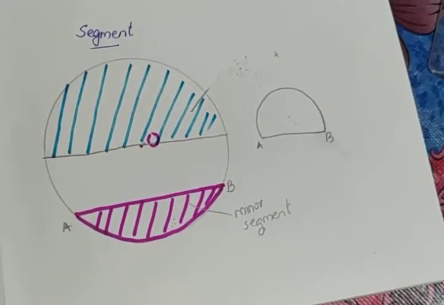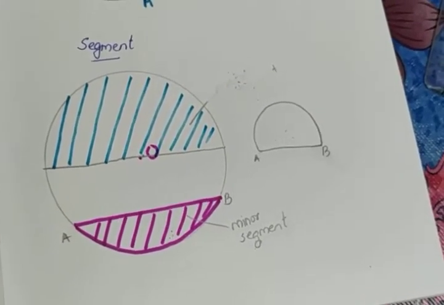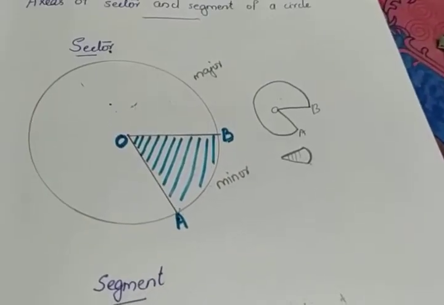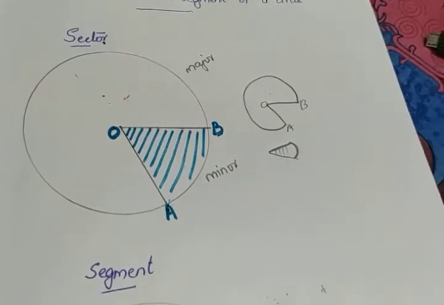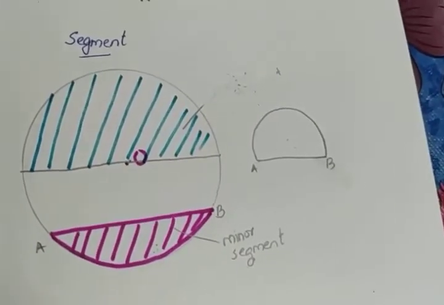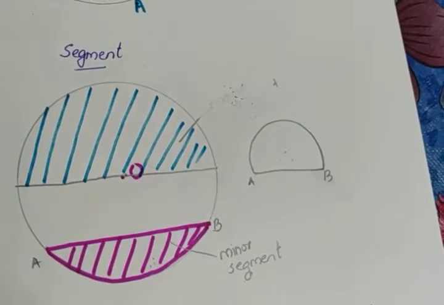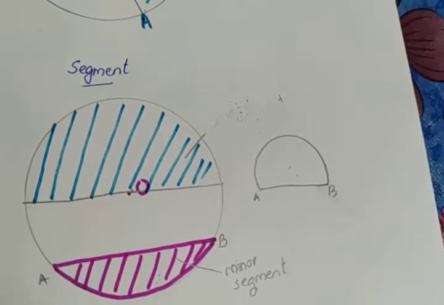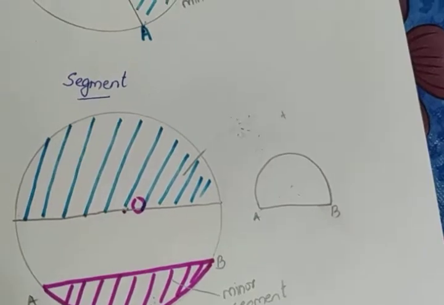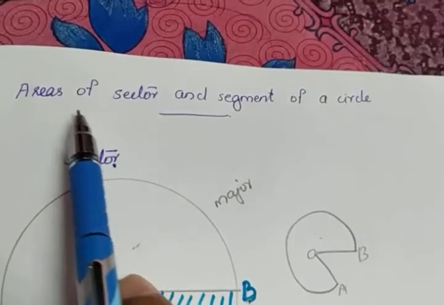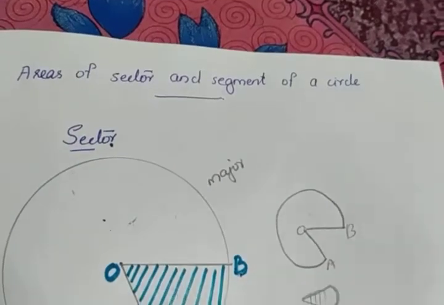So sector is a portion of the circular region which is enclosed by two radii and an arc. And segment is that portion enclosed by a chord and the corresponding arc. If we are able to identify a sector and a segment, it is very easy in the chapter. Again, what is the area? So the next heading is the area of sector. We will calculate the area of the sector.